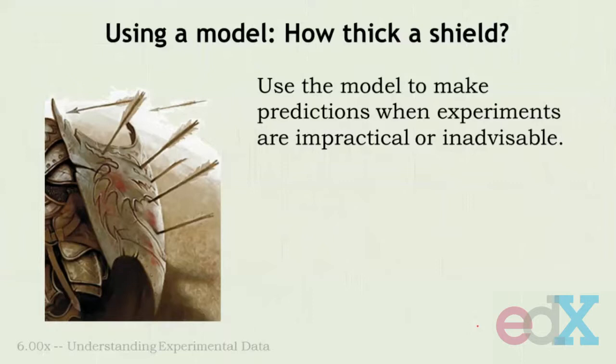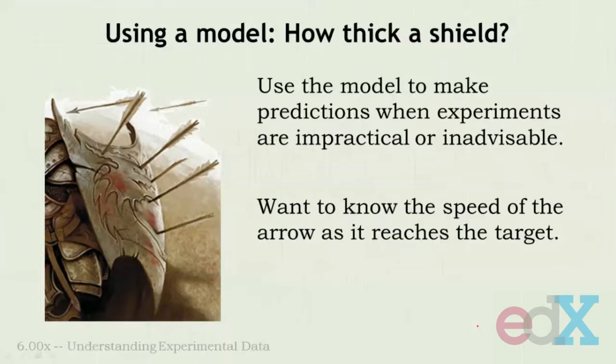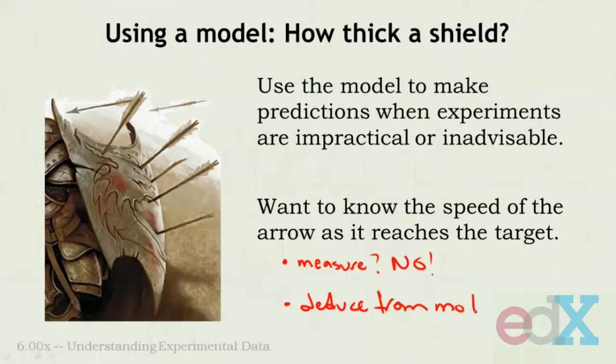So what we want to do is figure out how to use our model, now that we have it for the trajectory of an arrow, and see if we can deduce the information we need. We want to know the speed of the arrow as it reaches the target, because a combination of the speed of the arrow and the mass should tell us a little bit about how thick the shield really needs to be. Well, sadly, we didn't measure the speed. But can we deduce it from the model? Using the data that we got from curve fitting, can we deduce the speed of the arrow as it reaches the target?